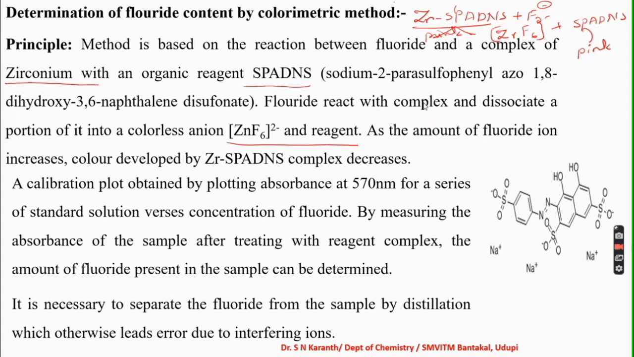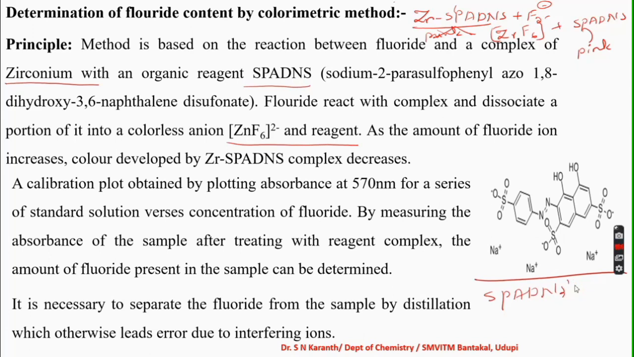A calibration curve is used in all colorimetric estimations. A standard calibration curve is plotted of absorbance at 570 nanometer for a series of standard solutions versus the concentration of fluoride, or the volume of the fluoride ion solution taken. By measuring the absorbance of the sample after treating it with the reagent complex, the amount of fluoride present in the sample can be determined. So this is an organic compound called SPADNS.